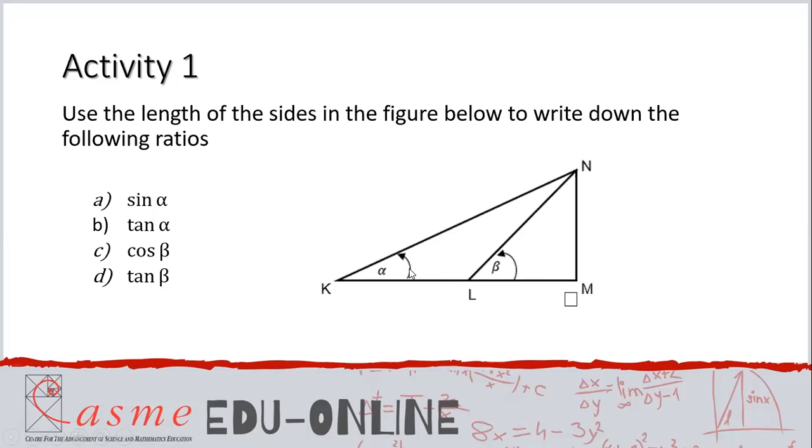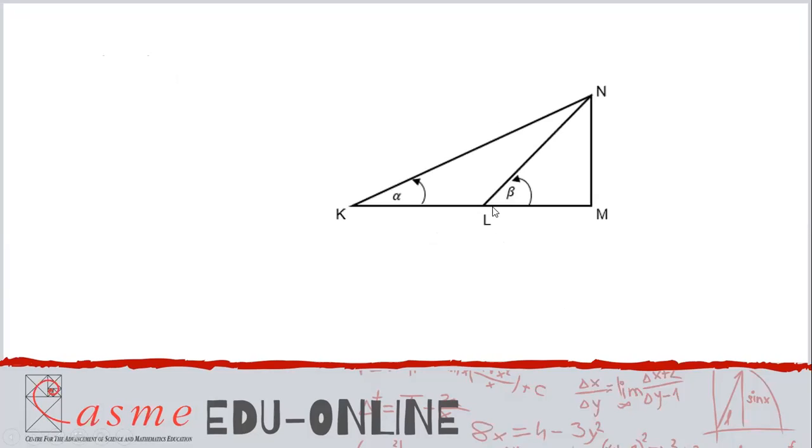So what would be the sine of alpha? The sine of alpha would be the opposite side, which is NM, over the hypotenuse. What is our hypotenuse? It is KN. As you can see, I've redrawn it here, and the sine of alpha is MN over KN. In any given shape, we must always identify right-angled triangles, and then we only use right-angled triangles to find our trig ratios. So in this case, the sine of alpha is MN over KN.